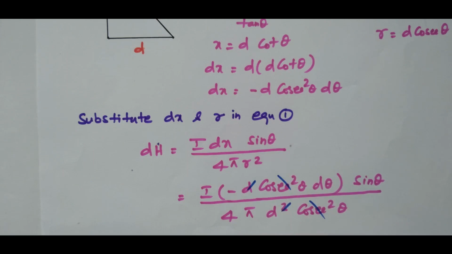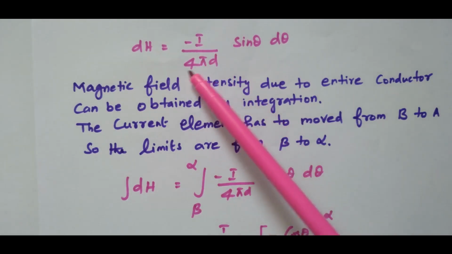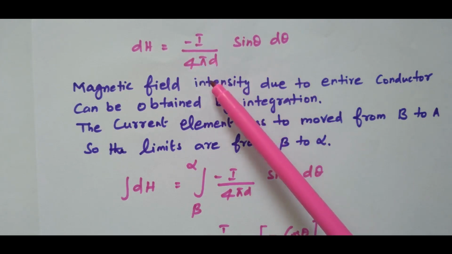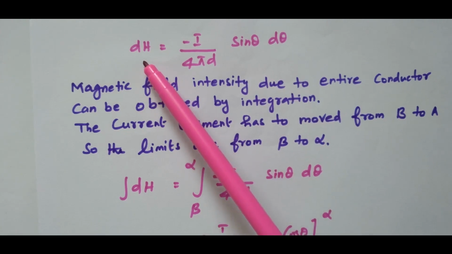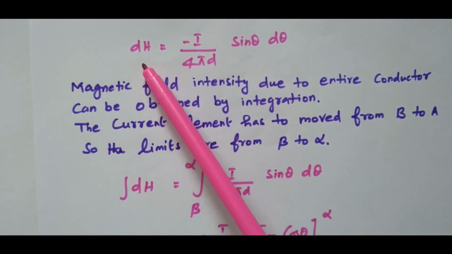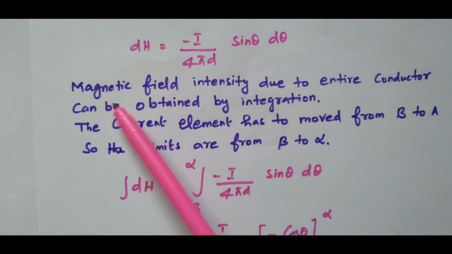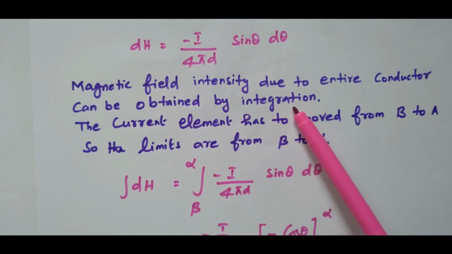Now we'll see what is the simplified expression. So after simplification, what we have? Minus I by 4 pi d sin theta d theta. This is the magnetic field intensity due to only one small current element. By integrating on both sides, we will get the total magnetic field intensity. So the magnetic field intensity due to entire conductor can be obtained by integration.